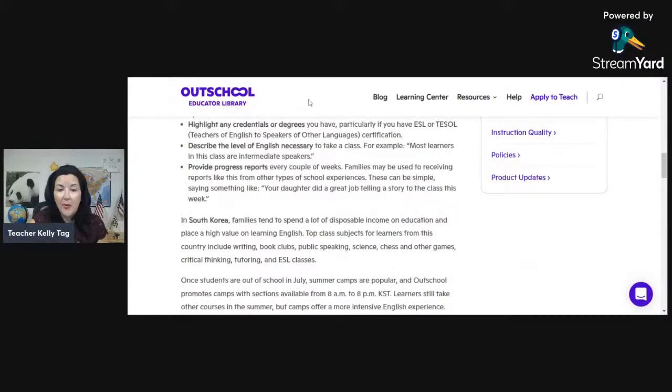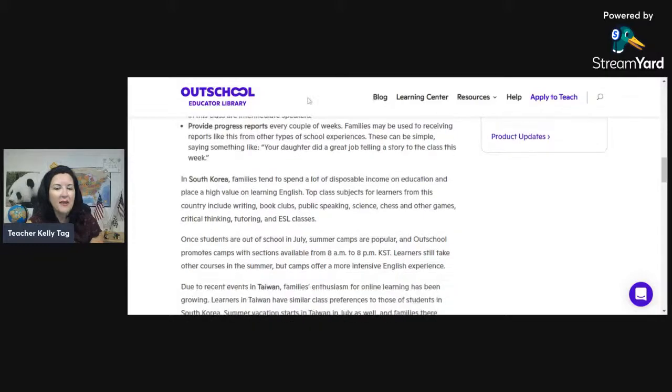In South Korea, families tend to spend a lot of disposable income on education. Nice. Top class subjects for learners from there include writing, book clubs. I have a few in my Diary of a Wimpy Kid. Public speaking, science, chess, and other games. Critical thinking, tutoring, and ESL. Okay, good to know.